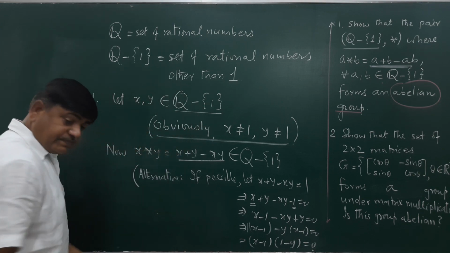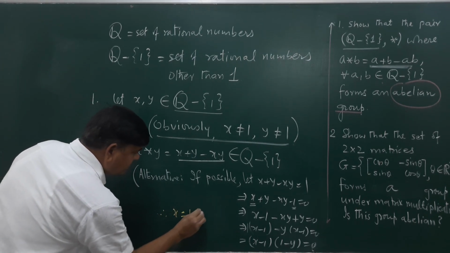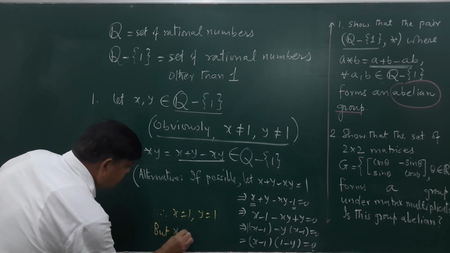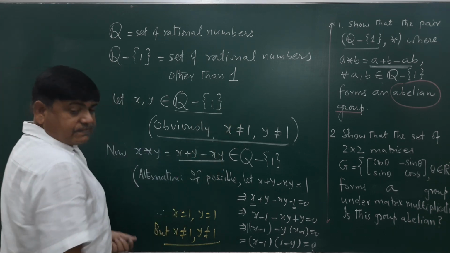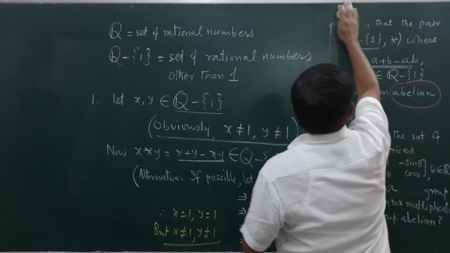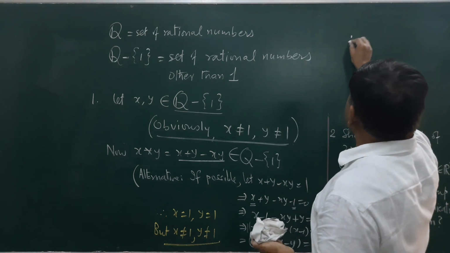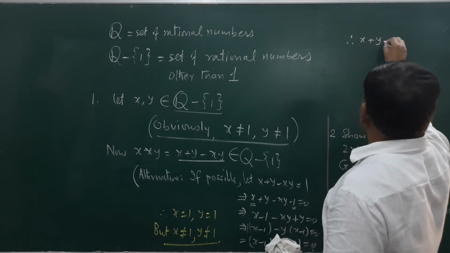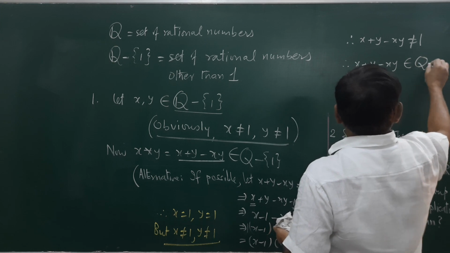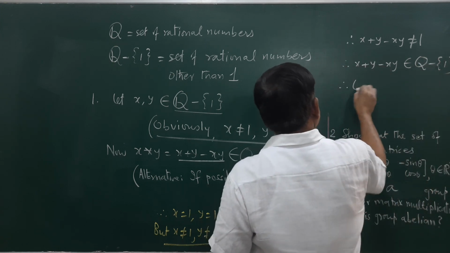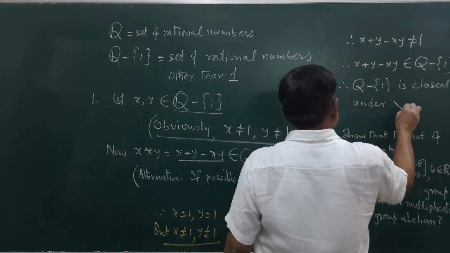And this implies therefore x equals 1 or y equals 1, but x is not equal to 1, y is not equal to 1. Therefore x plus y minus xy is not equal to 1. Therefore x plus y minus xy belongs to the set. Therefore the set is closed under this operation.